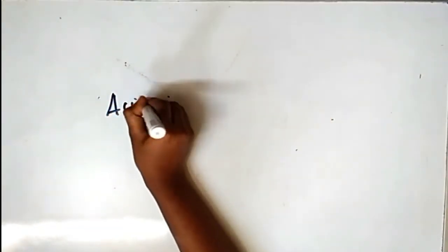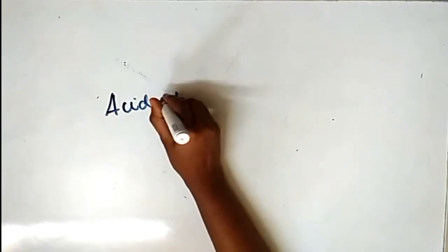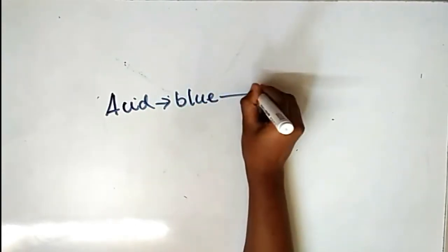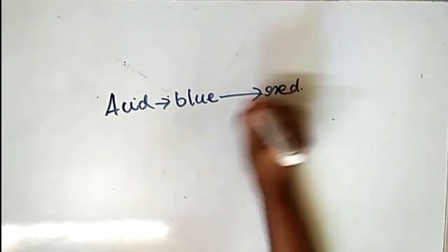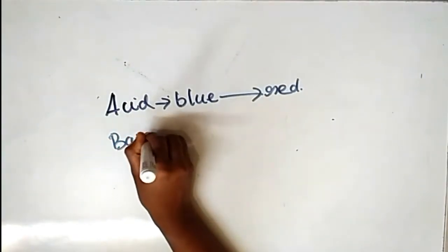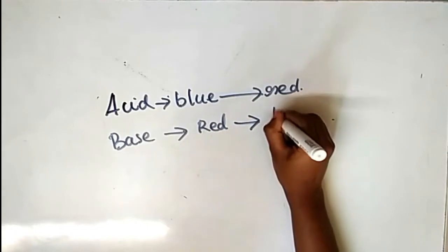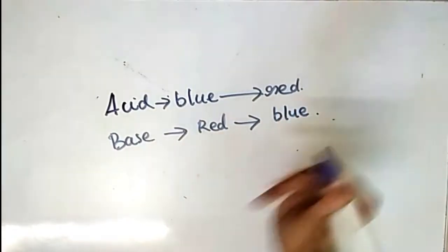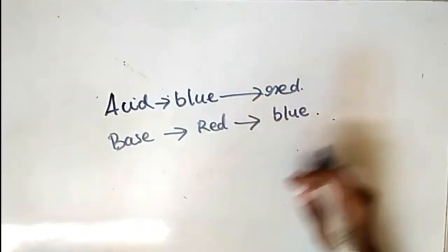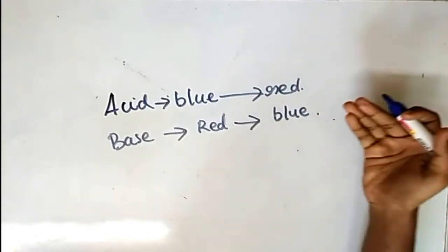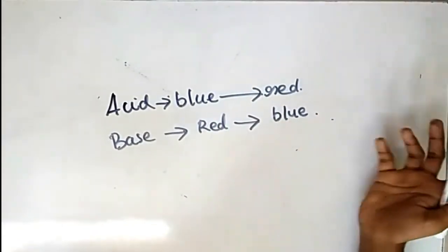Let me ask you a question. We discussed the color change of litmus paper in acid and base. In acid, the blue litmus paper changes to red, and in base, the red litmus paper changes to blue. Have you ever thought how this color change happens? We can do an experiment for this.